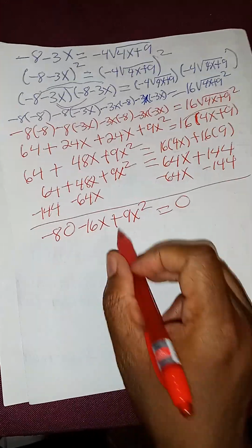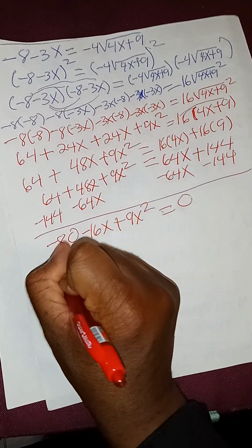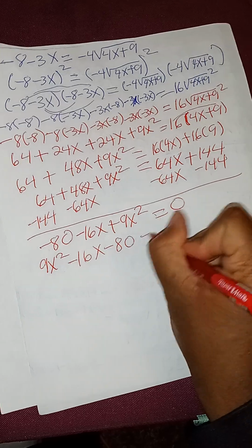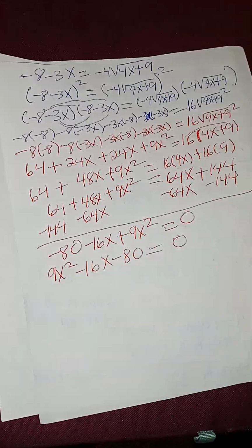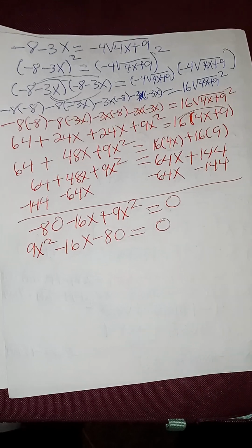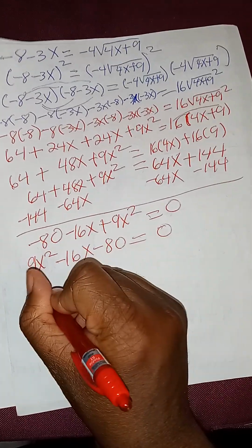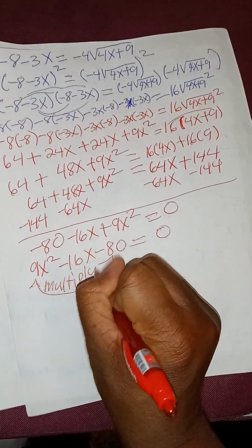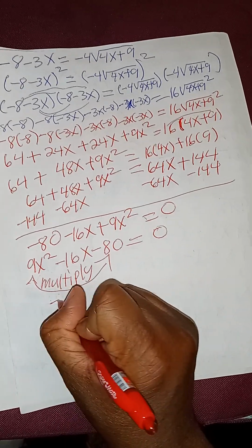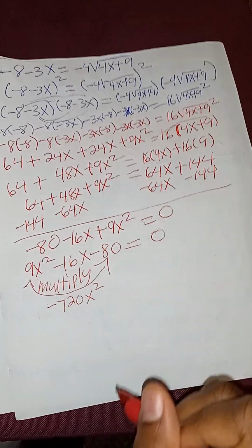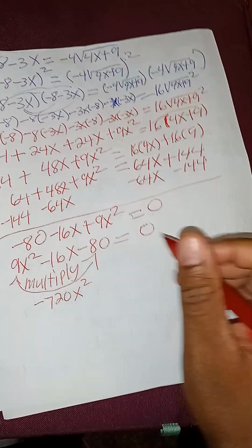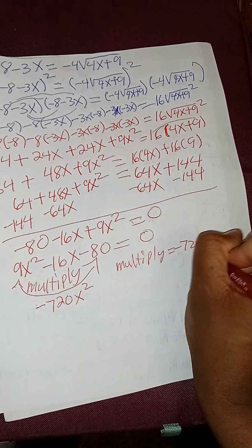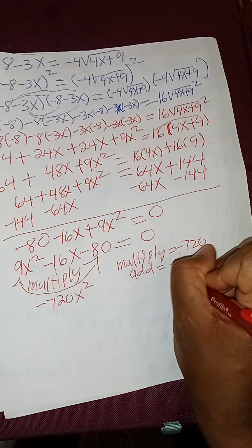Okay, so now we must put it in descending order. So 9x squared minus 16x minus 80 is equal to 0. So we want to factor by grouping. So multiply the outer terms. So negative 720x squared, 9x squared times -80. So we must multiply to equal negative 720 and add to equal negative 16.